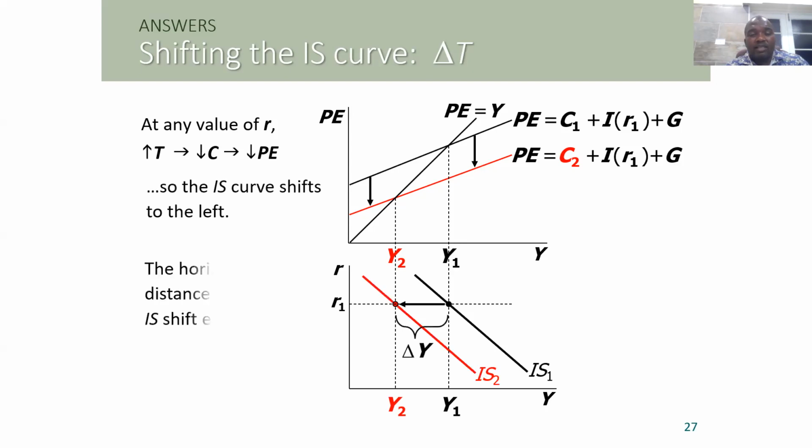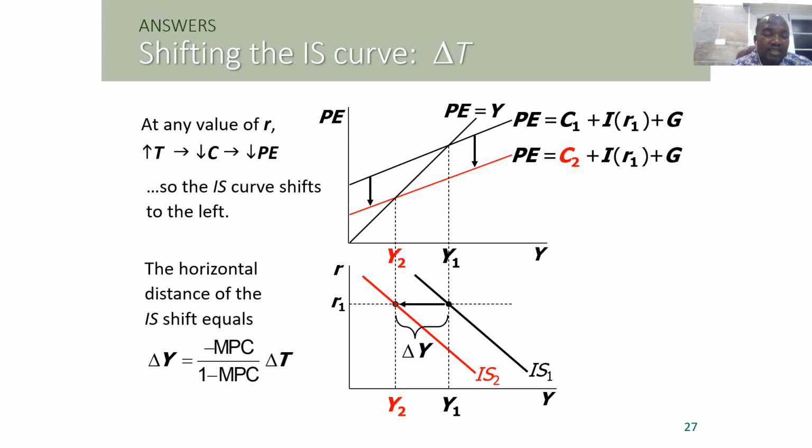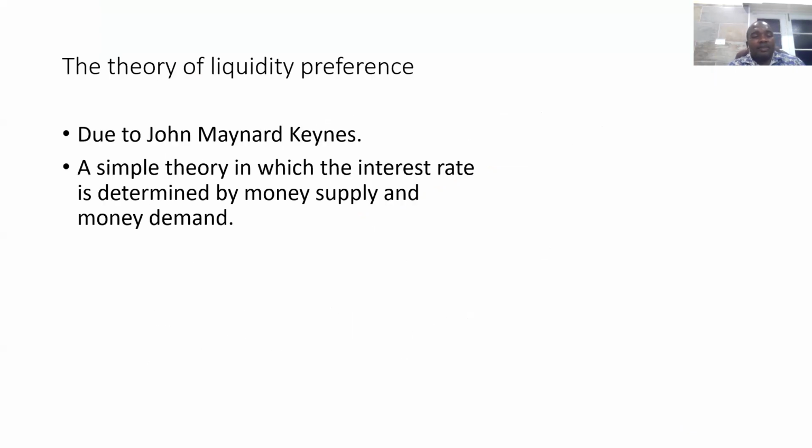which means we are now operating on a lower IS curve as a result of some taxes being introduced in this economy, which act as a leakage from the circular flow of national income. The horizontal distance of the IS shift is equal to delta Y, which is equal to the tax multiplier, which is minus MPC over 1 minus MPC, multiplied by delta T.